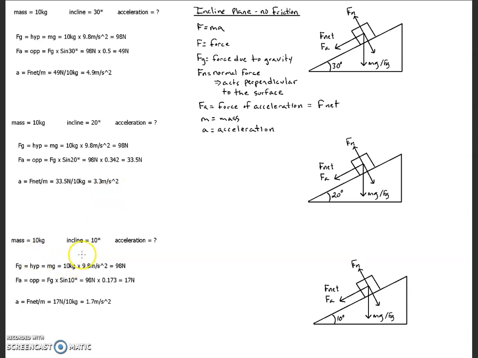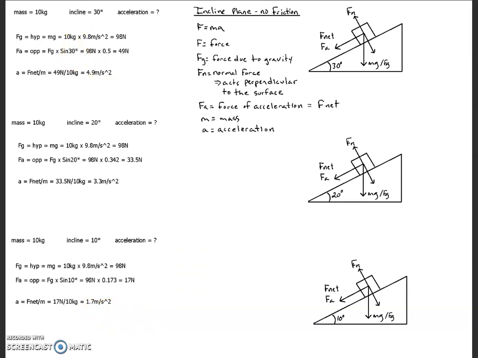And if we just carry on down the line, so we've got 30, 20, 10, just to bring the numbers out with the math. Keep it simple. The same kilograms worth of weight. And we do the same thing. 98 newtons, 10 degrees is 17 newtons. Plug that into the formula. Gives us 1.7 meters per second squared.